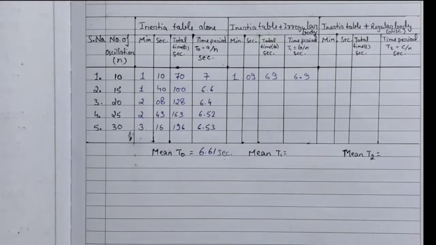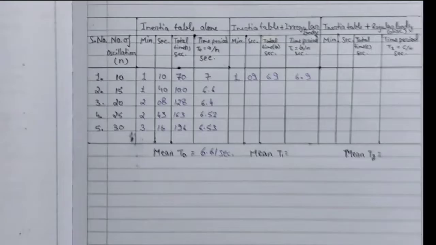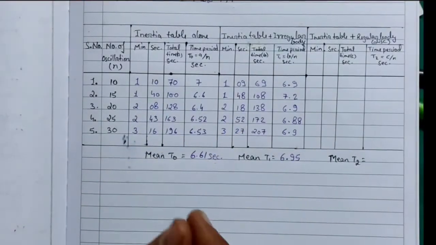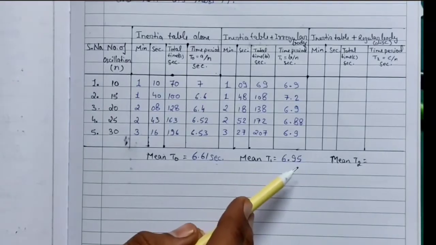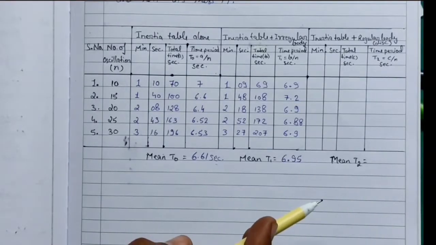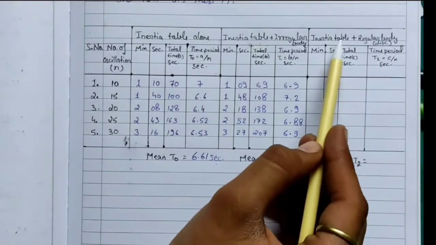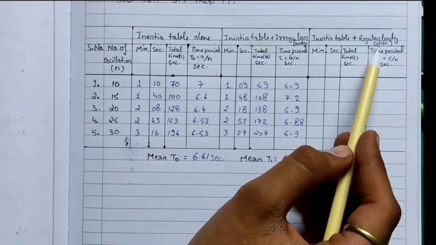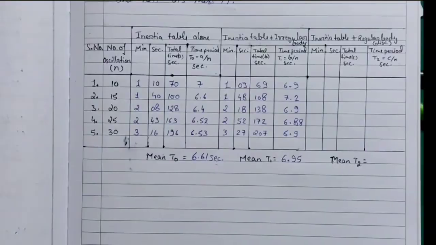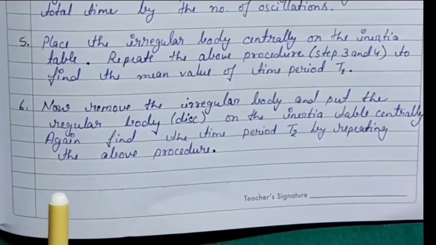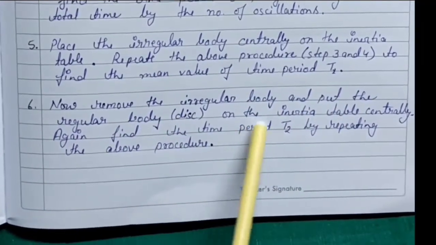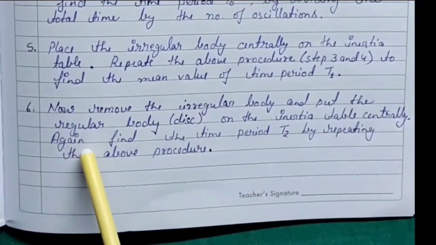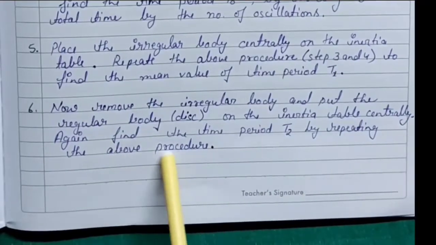तो मैं इसी के आगे का सारे ऑक्सीलेशंस के लिए आपको निकाल के दिखाता हूँ. So as you all can see, I have filled it up. Now my mean time T1 is 6.95 seconds. So let's move on to our another part, which is inertia table plus regular body, where regular body is the disk. So before going on to our video, now remove the irregular body and put the regular body, which is disk, on the inertia table centrally. Again, find the time period T2 by repeating the above procedure.